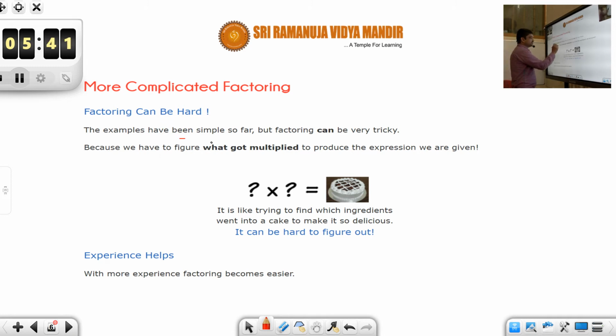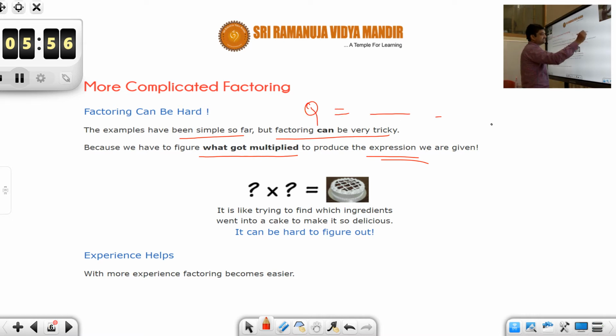The examples have been simple so far, but factoring can be very tricky, because we have to figure out what got multiplied to produce the expression. We'll be given some question, we need to factorize them. So we need to find what all expressions, if they get multiplied, will give us the given polynomial.